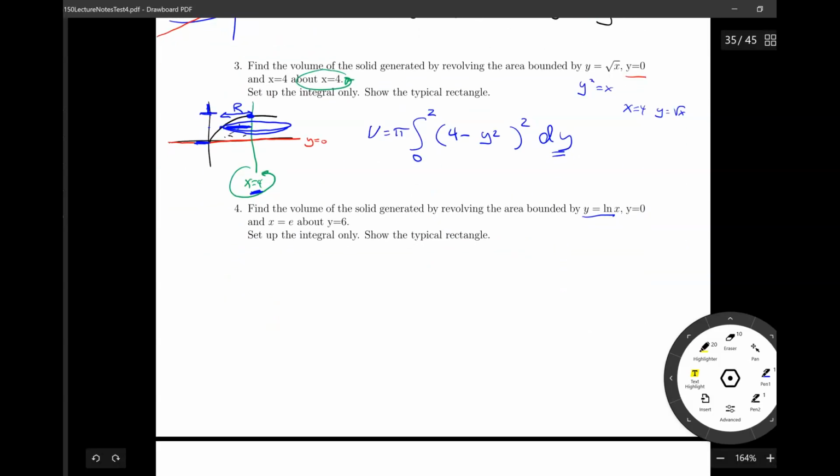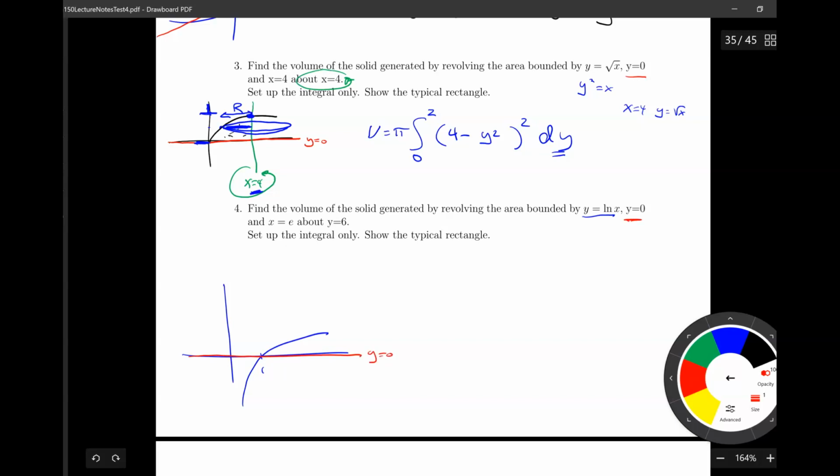So here I have y equal ln of x. It crosses here at 1, y equals 0. So y equals 0 here. Let me do this in red. y equals 0. All right, then x equal e. x equal e here. Okay, so I am spinning it about y equals 6, which is much higher, up here. So y equals 6. All right, so I'm taking this area here and revolving it about here.